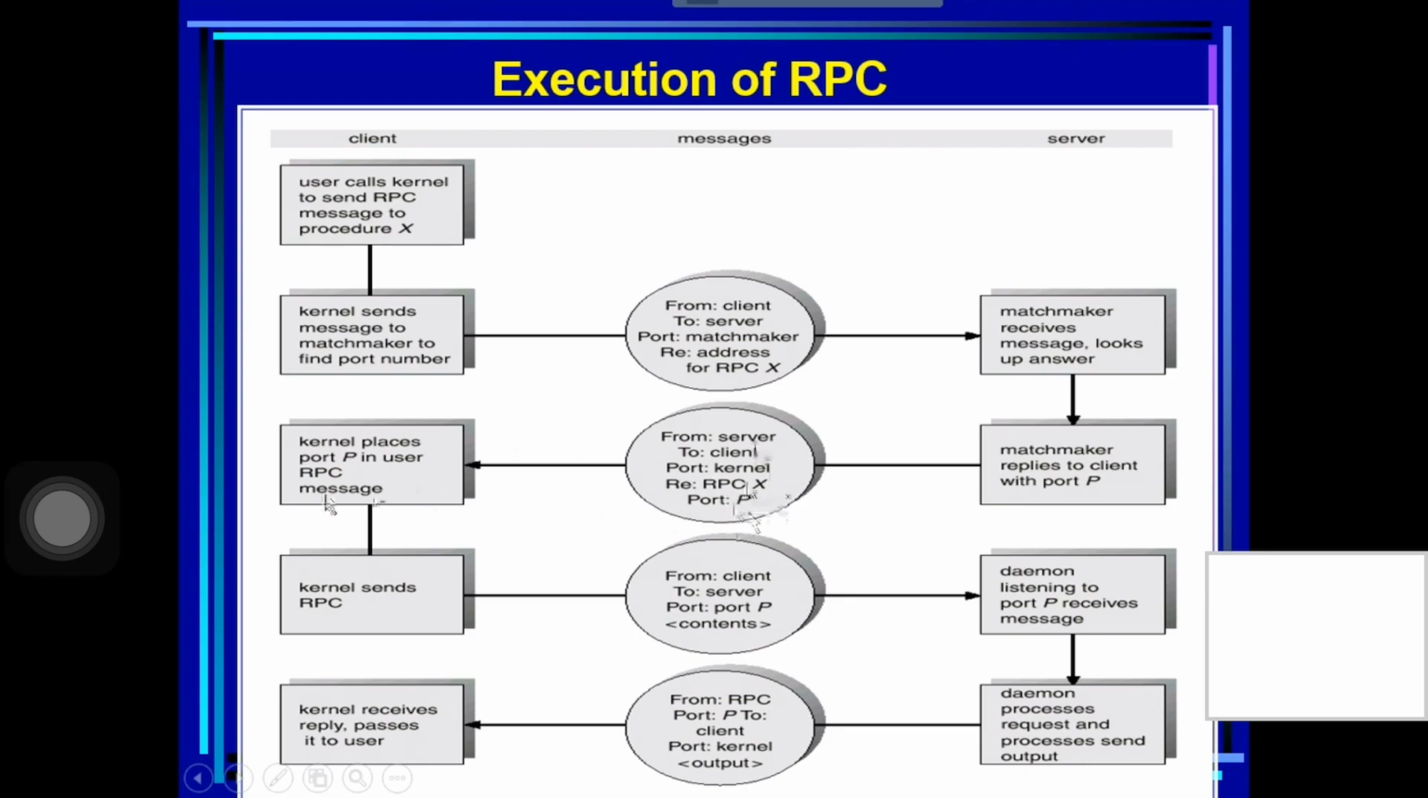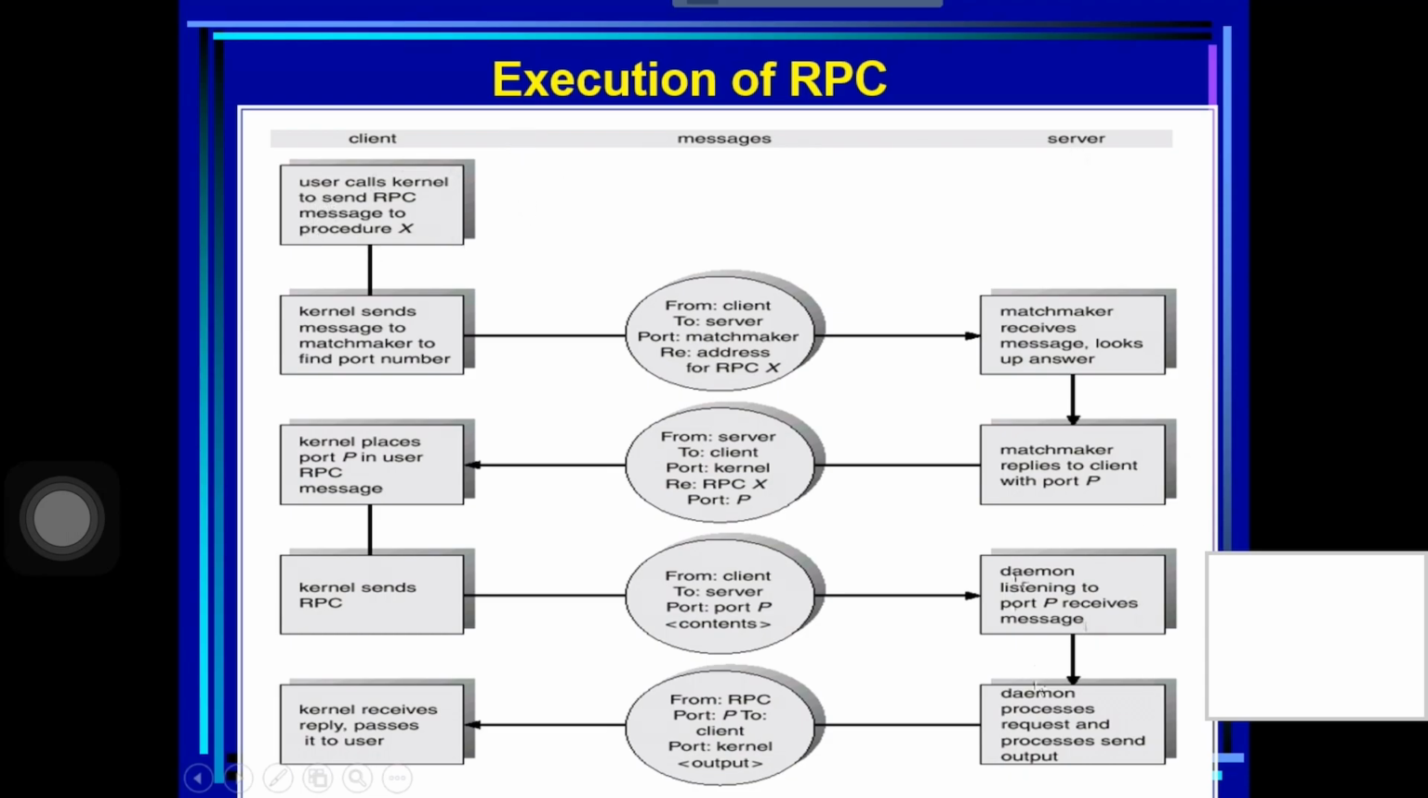Okay, so the kernel receives this message, then places the port number P in the user's RPC message. This is what we just now called marshalling the parameters. And the kernel sends the RPC again. This message is from the client to the server end, and the port number is P. The contents are the message, the parameters that the client end sent.